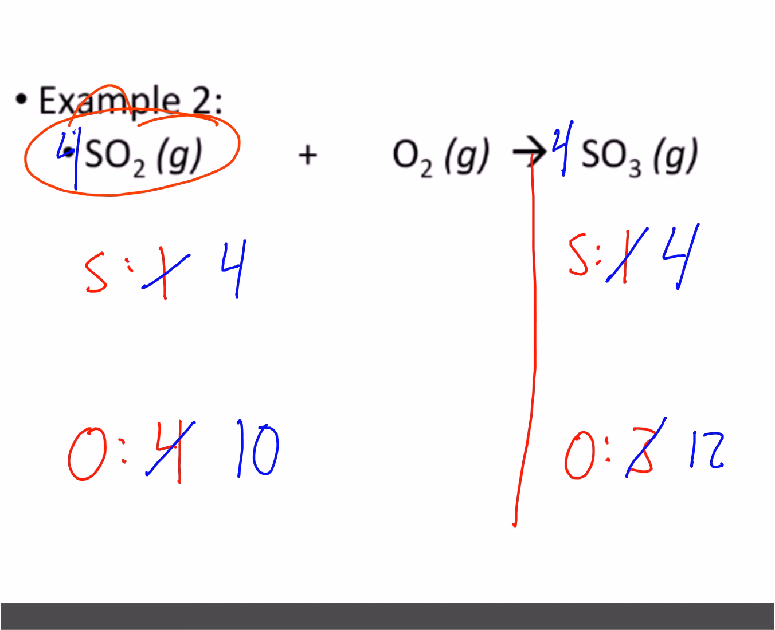Now think about this, guys. 4 times 2 is 8. That means I need this one to have how many? 4. So what do I do to get this to be a 4? I put a 2 there. Now I have 12 oxygens on both sides. Do you see what I'm kind of getting at here? Guys, it's kind of a give and take. You'll find the way that works for you, but you're trying to get them to balance out on both sides.